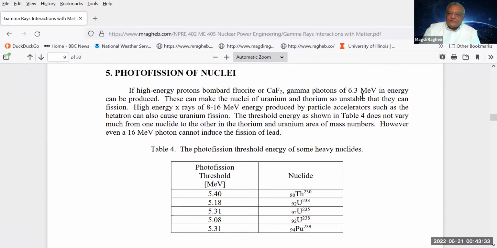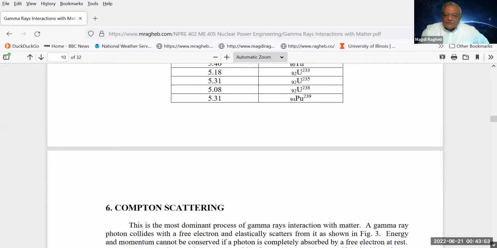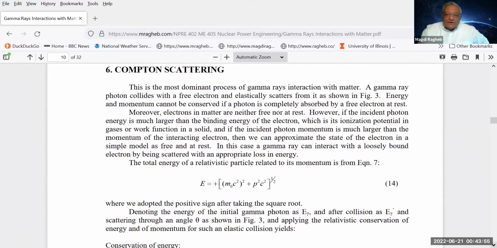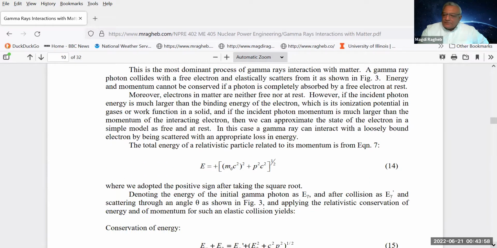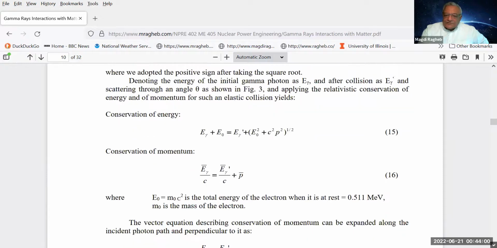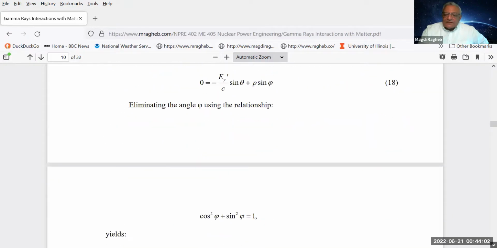So these are the photonuclear reactions. Gamma photons, or electromagnetic radiation, can also cause fission. We call it the photofission process, and if the photon energy is above 5.4 million electron volts, it can fission isotopes like thorium-230, uranium-233, or uranium-235. So here we have three processes already, but another process happens, which is called the Compton scattering.